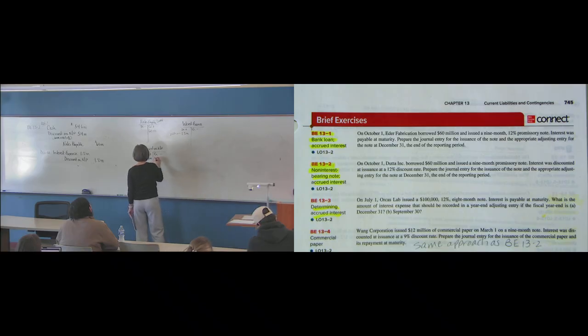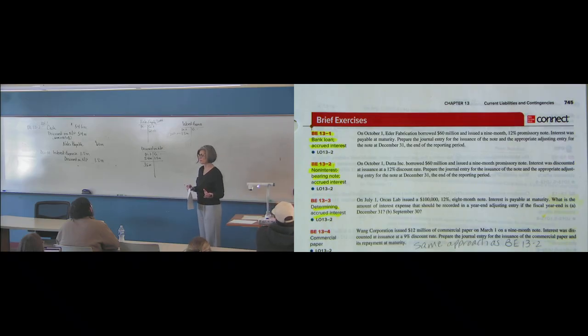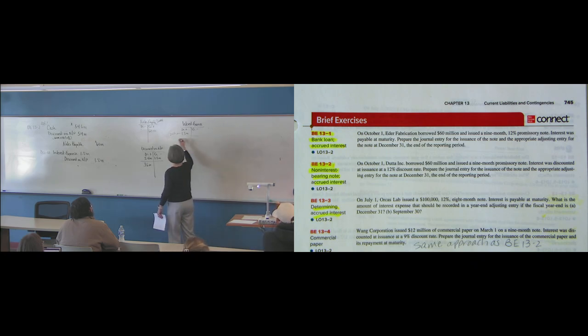It removes the 1.8 from the discount and leaves me with what? Leaves me with 3.6 million to eventually move into the interest expense account in 2027, right? Because what happens to this interest? It'll get closed out, it'll get zeroed out, right? So that would be 2026.